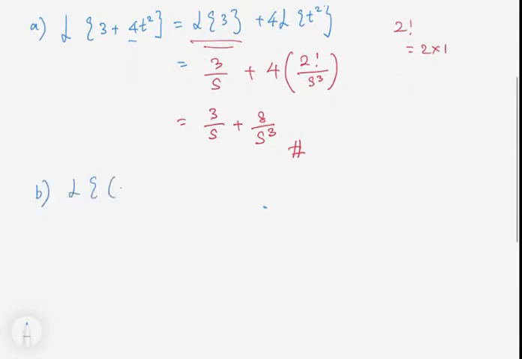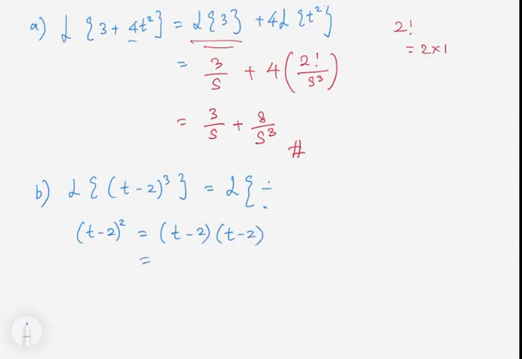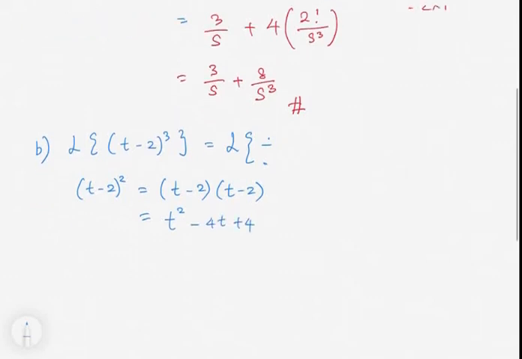The Laplace transform of (t minus 2) power of 3. So this is equivalent to the Laplace transform of, if you factorize it, let's factorize it first. (t minus 2) squared equals (t minus 2) times (t minus 2), right? What do you get? Yes, correct, so t squared minus 4t plus 4. Alright, so for (t minus 2) power of 3, this means that you need to multiply again by (t minus 2).